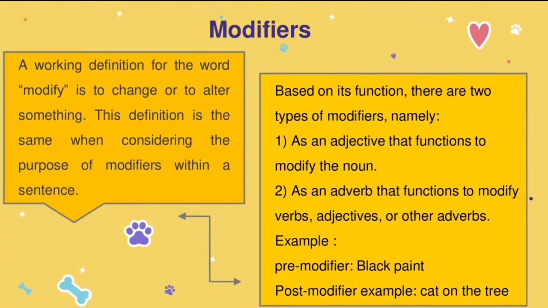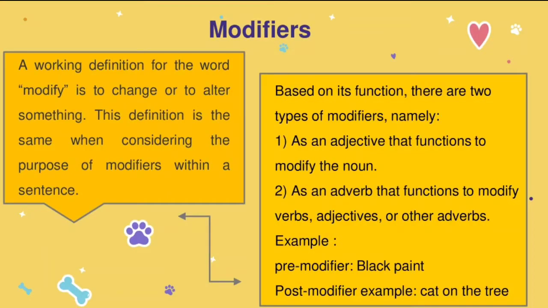Modifier. A working definition for the word modify is to change or to alter something. This definition is the same when considering the purpose of a modifier within a sentence. A modifier changes, clarifies, qualifies, or limits a particular word in a sentence in order to add emphasis, explanation, or detail. Modifiers tend to be descriptive words, such as adjectives and adverbs. Modifier phrases, such as adjective clauses and adverbial phrases, also exist and tend to describe adjectives and adverbs.